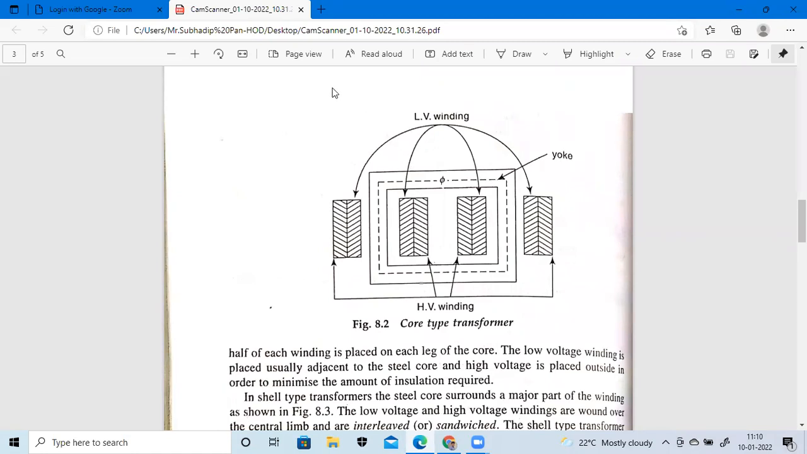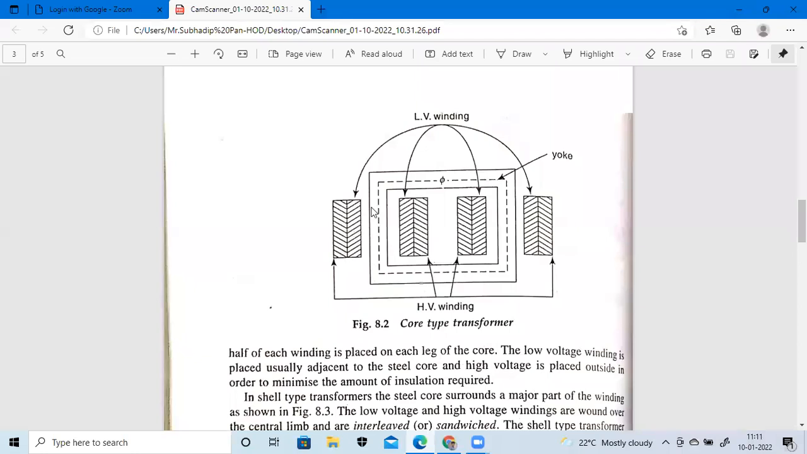We have already seen in the EMF induced equation that it is directly proportional to the number of turns of the coil. So in the high voltage winding, the number of turns is higher compared to the low voltage winding. The secondary side is the side from which supply is given to the load. How do we place the LV winding and HV winding near the core? The LV winding is placed near the core and the HV winding away from the core.